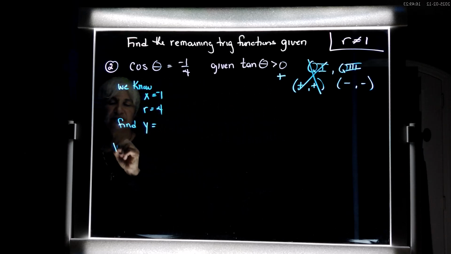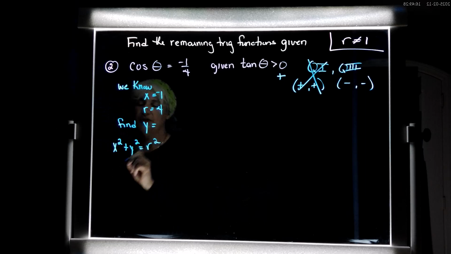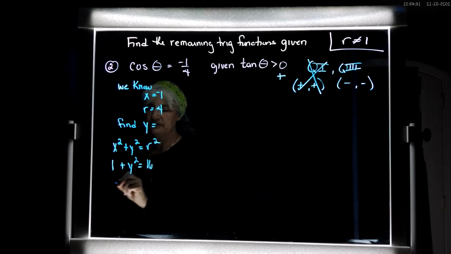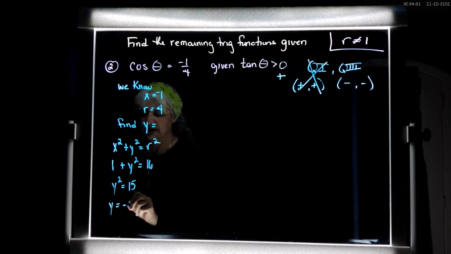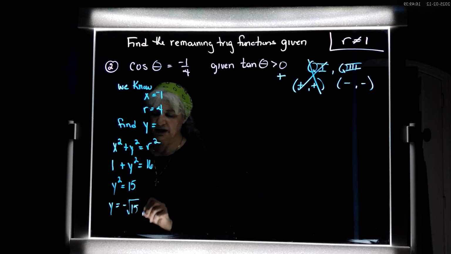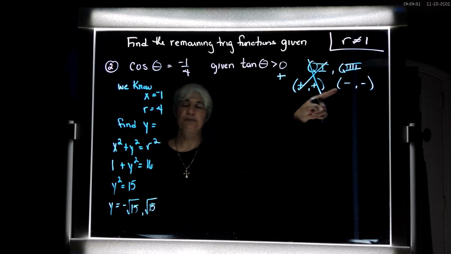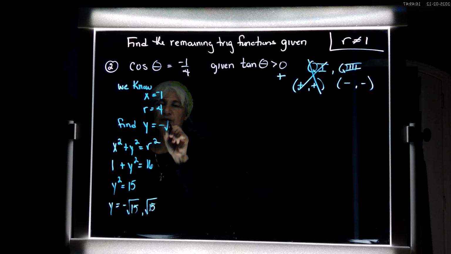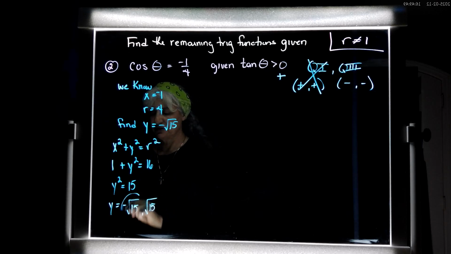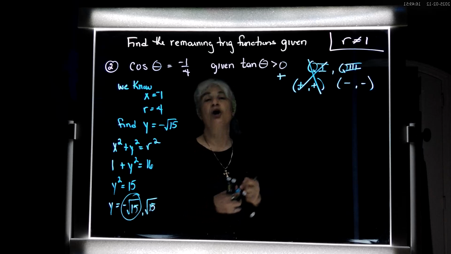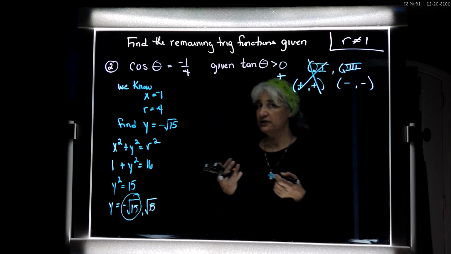Okay, let's go find it. So we have x squared plus y squared equals r squared. Keep going. Okay, so we either get a negative square root of 15 or a positive square root of 15. Good. Which one is it? Based upon that, it's a negative square root of 15. Good? Excellent.